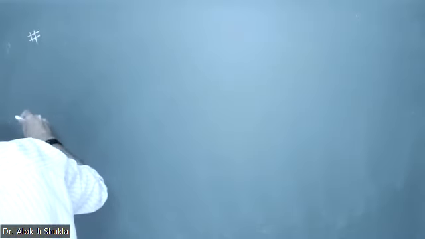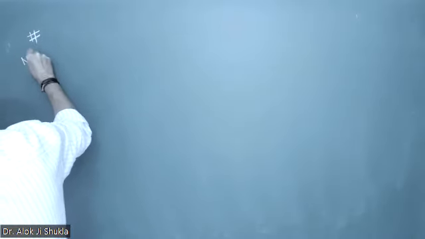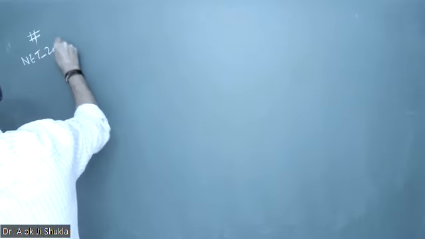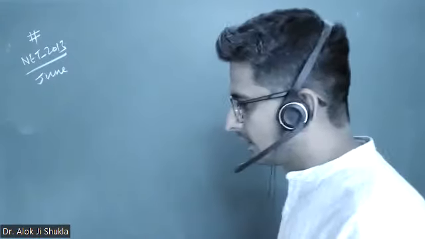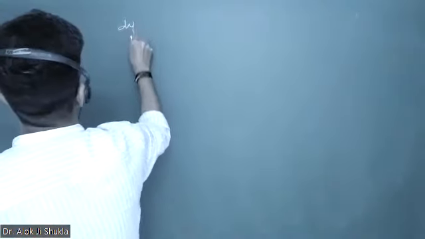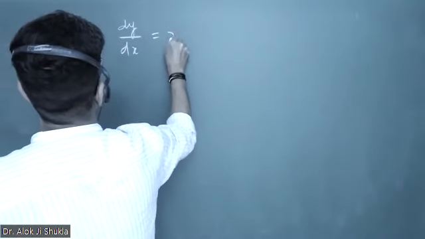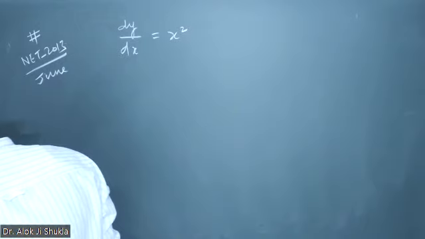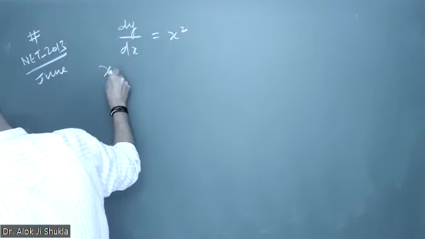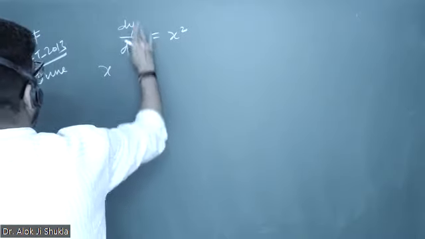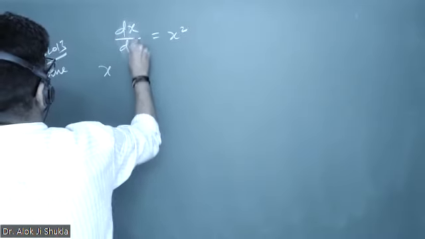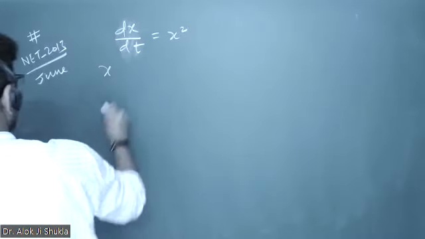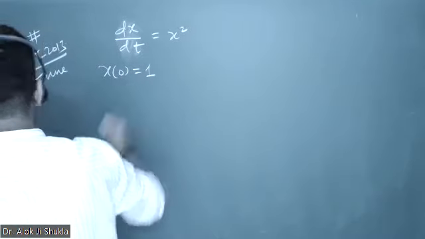Next question is, this is NET 2013 June. Okay. So the question is like this, we have dx by dt is equal to x square, and the initial condition is also given, x of 0 is equal to 1.